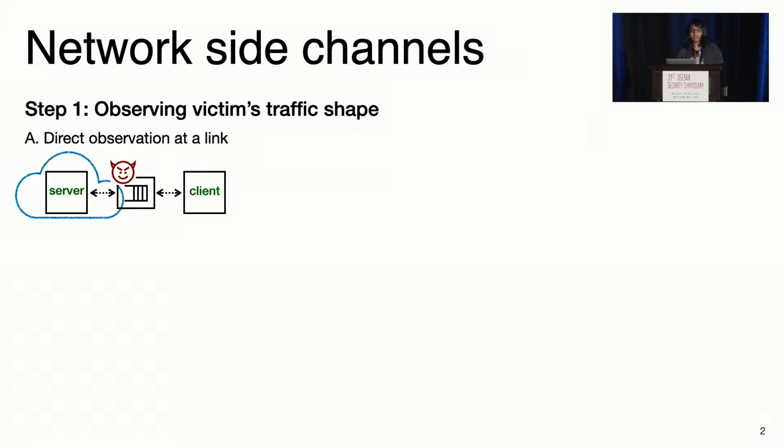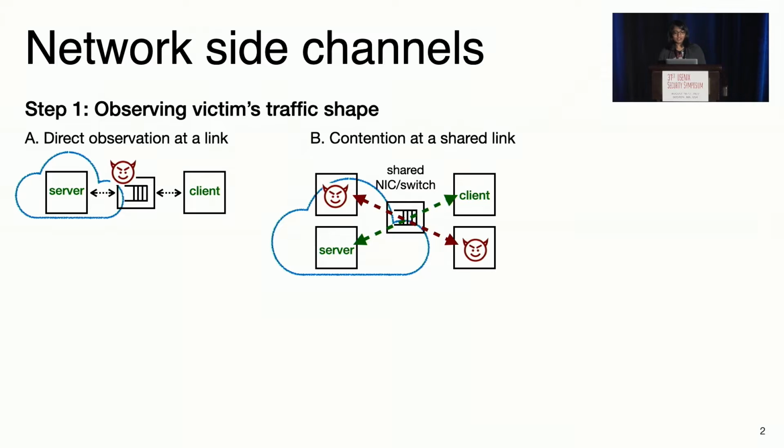shape of the application. Alternatively, an adversary can rent a cheap, unprivileged virtual machine, colocate itself with the application's virtual machine in the cloud, and then generate cross-traffic that would induce contention with the application's traffic at a shared network link, which could be the NIC of the physical server or even a top-of-the-rack switch. And based on the variations observed in its own traffic due to contention from the application traffic, an adversary can indirectly infer the shape of the application's traffic.